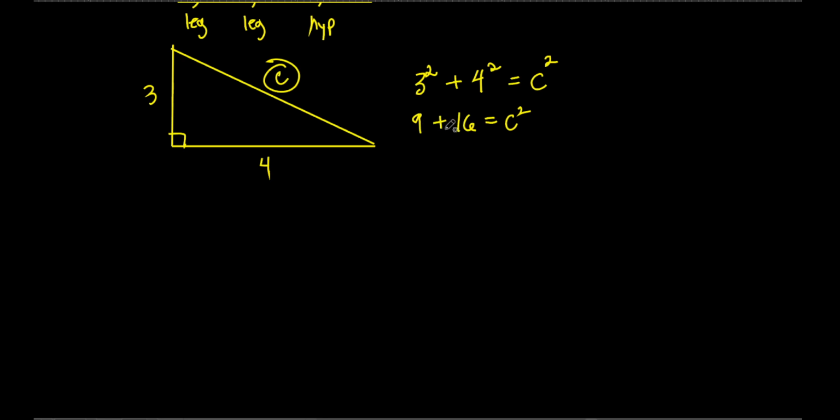All right, so 9 plus 16. What's 9 plus 16? It's 25. It's not 26. 10 plus 16 would be 26, right? Take one away from it, that's 25. And that equals C squared.